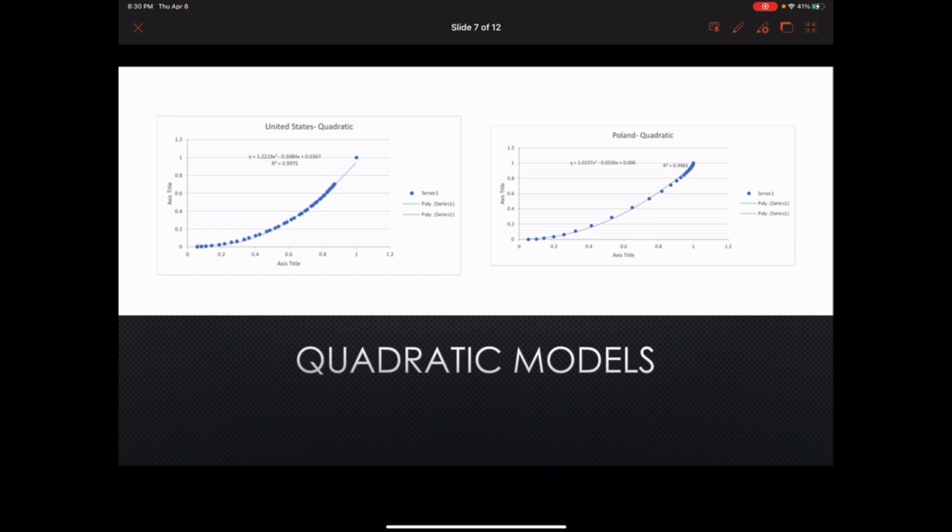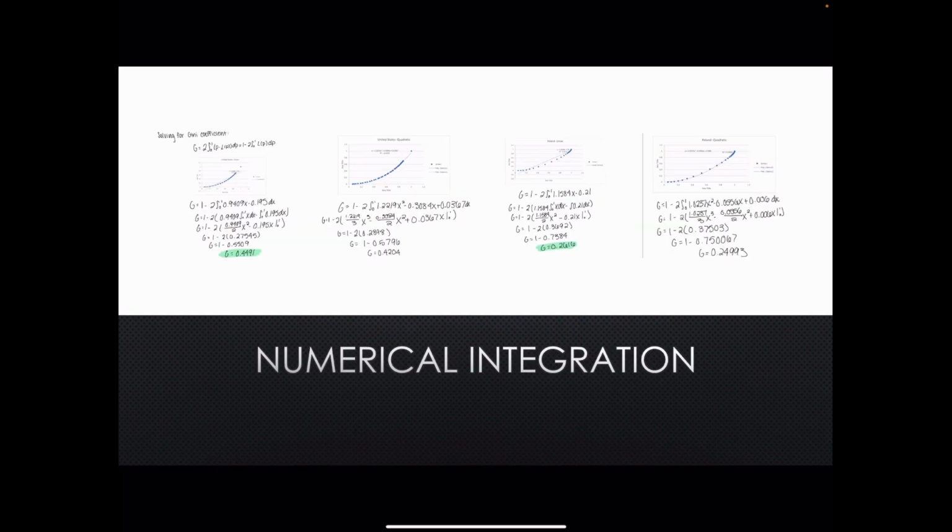numerically integrate and calculate the Gini coefficient for each country. So here you can see how we were able to calculate the Gini coefficient. We used the formula 2 times the integral from 0 to 1 of the line of inequality minus the Lorenz curve. The equation for the Lorenz curves were the equations of the lines of regressions generated on our graphs. After plugging in those equations, we were able to simply evaluate the integral and the rest of the expression to find the Gini coefficient for each model.